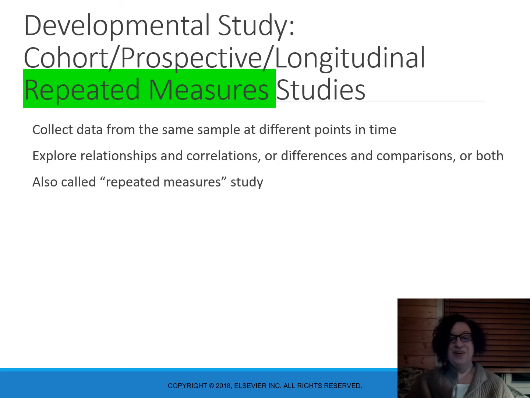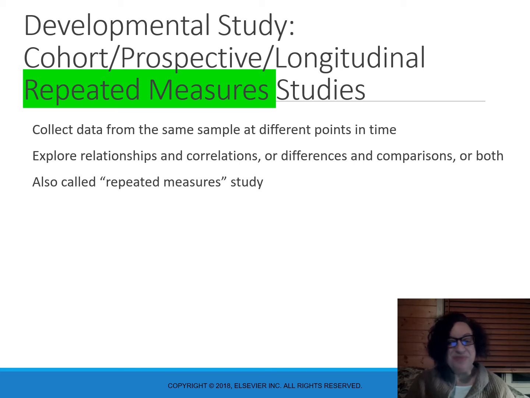All right, I pulled out my highlighter and I'm using the green. So we've got developmental study, cohort, prospective, longitudinal studies. And as you can see, I highlighted repeated measures. The name right there gives it all away, repeated measures. This type of study will collect data from the sample at different points in time. So with repeated measures, we're going to go to our study cohort repeatedly at different points in time. We're going to explore their relationships and correlations or their differences and comparisons or both, also called a repeated measures study.